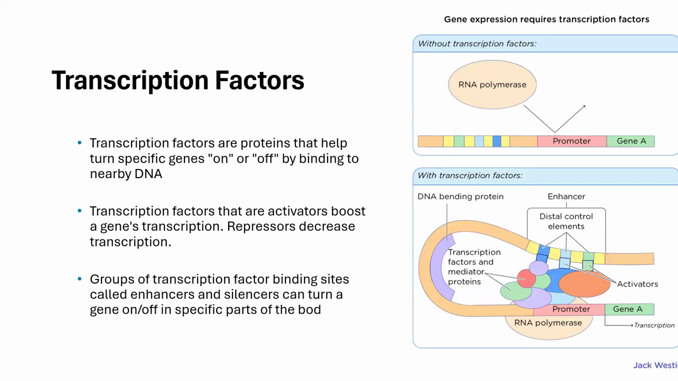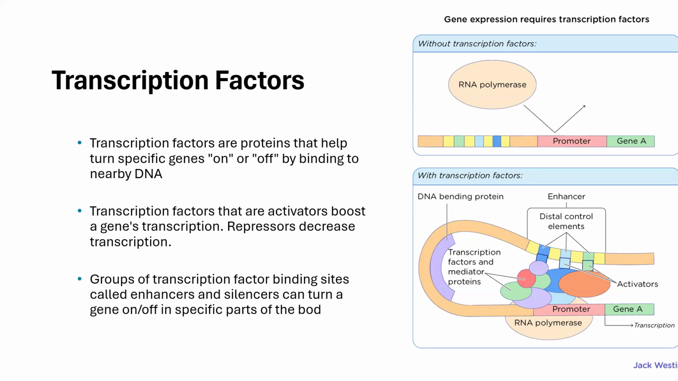So we start off with transcription factors. These are types of proteins, and they help turn specific genes on or off by binding to the DNA nearby. It's kind of demonstrated in this picture on the right-hand side. RNA polymerase doesn't bind super well to the promoter by itself, so you need these transcription factors to actually be able to get a good tight binding to the promoter and not get knocked off.